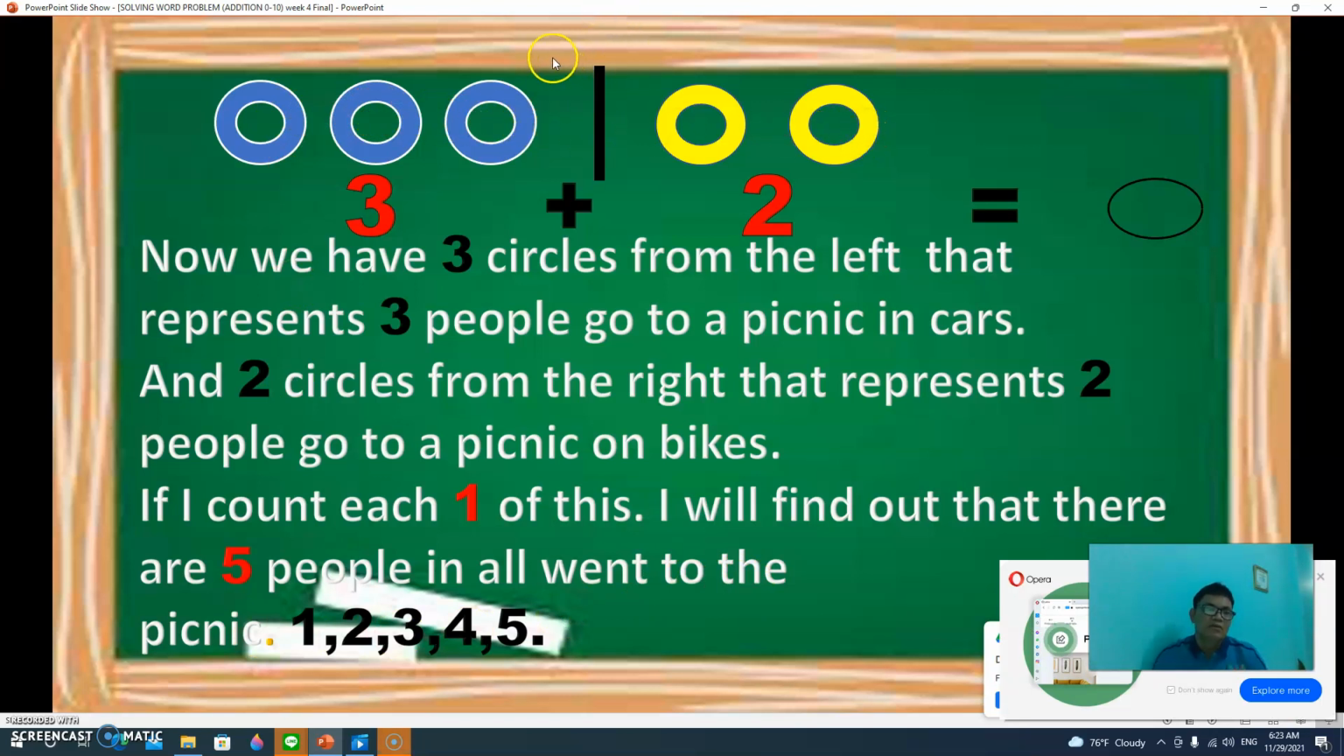Let us read one more time. We have 3 circles from the left that represent 3 people go to a picnic in car, and 2 circles from the right that represent 2 people go to a picnic on bike. If I count each one of these, I will find out that there are 5 people in all who went to the picnic. Count 1, 2, 3, 4, 5. Okay, very good.